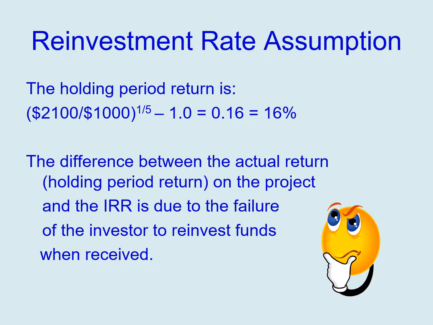So we convert that to a percentage. What that is telling us is that, yeah, we invested in this project for $1,000 and we got the cash flows we expected to get from Project D, but we didn't earn 25.4%. We earned 16%. But the IRR said we're going to get 25.4%. So what's up with that? What happened?